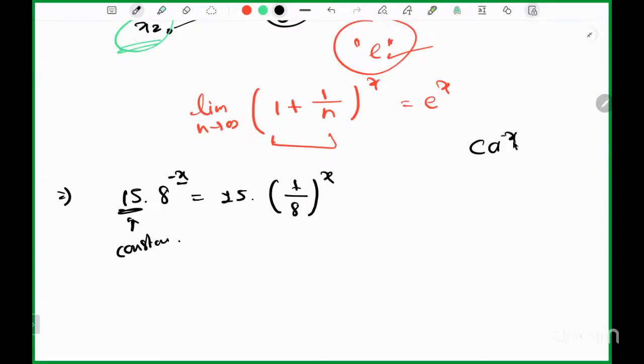Because whenever you have a minus sign, you can change it by reciprocal, right? So a to the power minus x is the same as 1 by a to the power x. So that 15 basically just affects the constant, the stretch factor. And that's, ma'am, why it's an exponential.